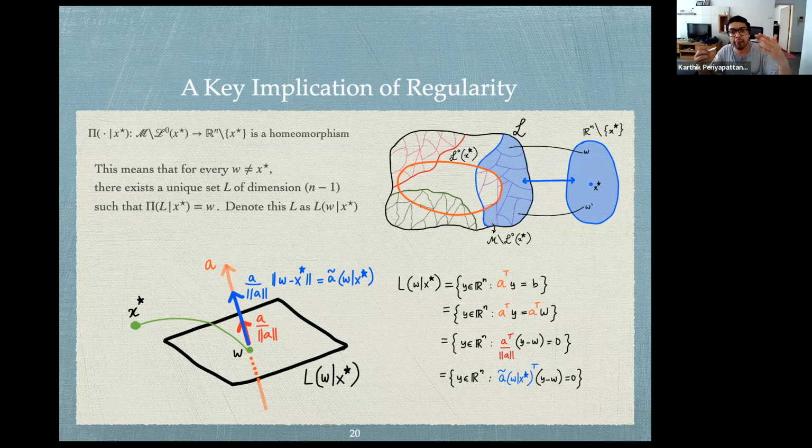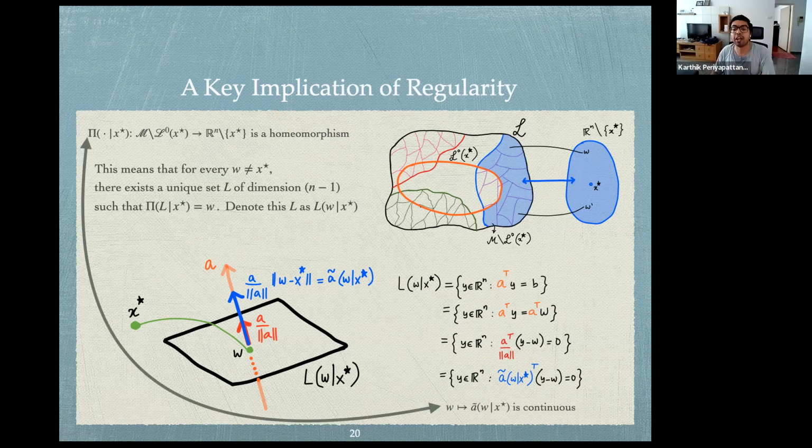This is going to define a mapping from W to A of W, or A tilde of W, as I call it here. Now this homeomorphism very importantly implies that this mapping is continuous. This is a vector to vector mapping, and continuity is simply continuity in the topology of Rn. In geometry terms, this is called a vector field. I'm sure many of you have heard of the term vector field in electromagnetics, where you study electric fields and magnetic fields.